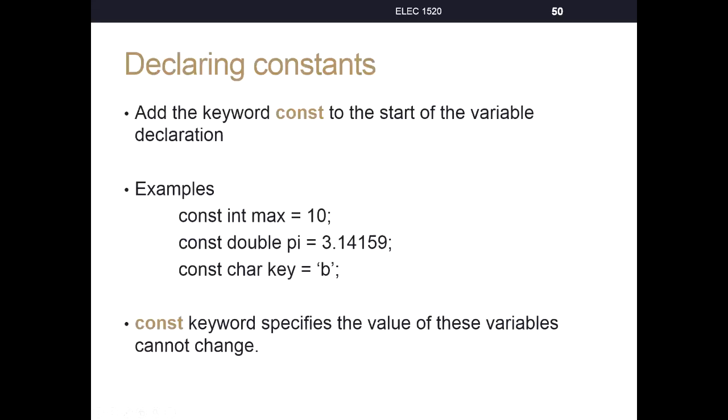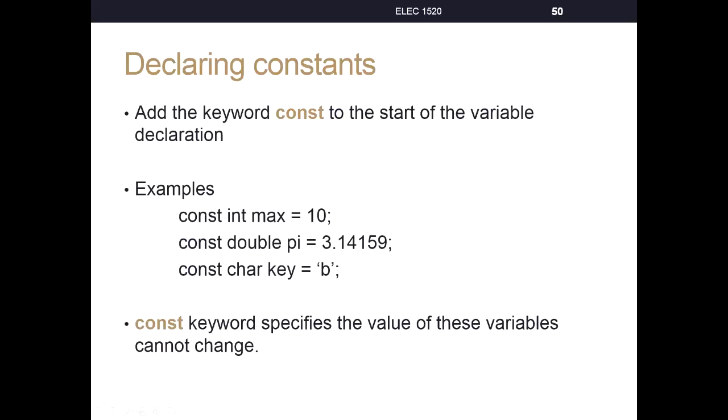So we're going to use the keyword const, and we're going to add that to the start of our variable declaration. Here's an example. Const int is a data type, integer, max. So our variable name is max. When we declare it, we immediately have to assign a value to it. Well, we go ahead and say max will be assigned the value of 10. And anywhere we use max in our code, it will have the value of 10.